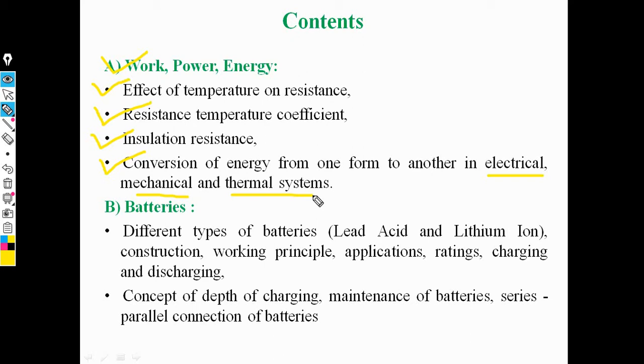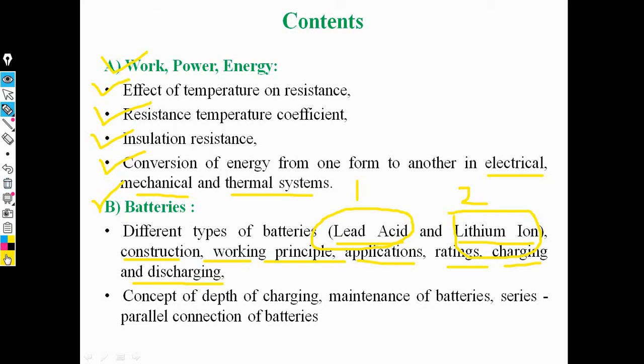Okay, now these are the contents in unit number 6 part A, that is called work, power, energy. Now the second section, part B, is batteries, that is electric batteries. There are different types of batteries, but in your basic electrical engineering syllabus we often need two: lead acid batteries and lithium ion batteries. We need construction, working principle, application, rating, charging and discharging concept of the lead acid battery cell and lithium ion battery cell. These two cells are in your syllabus.